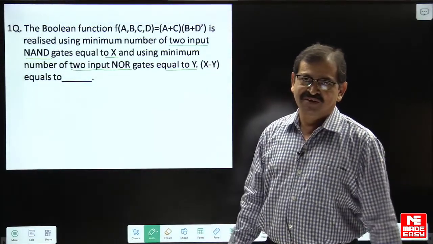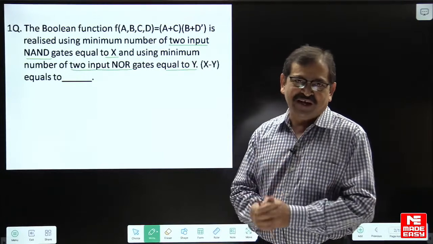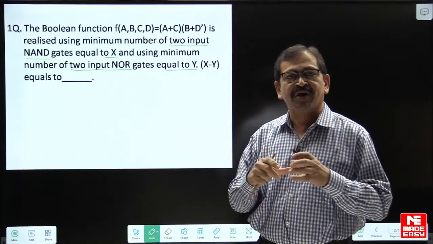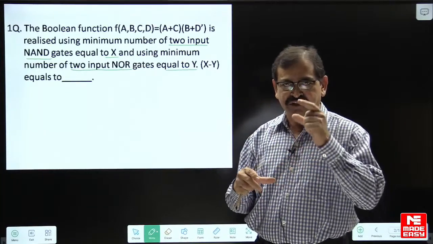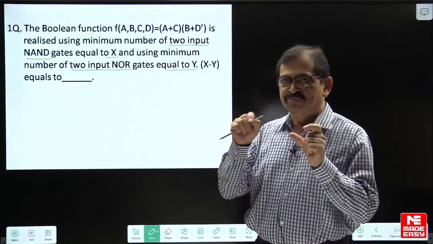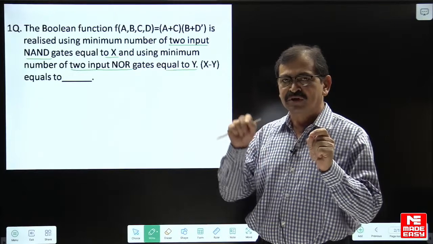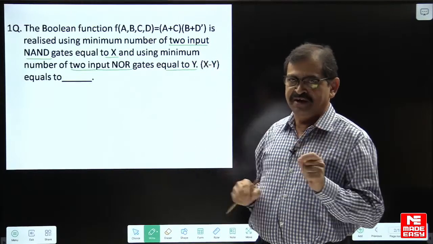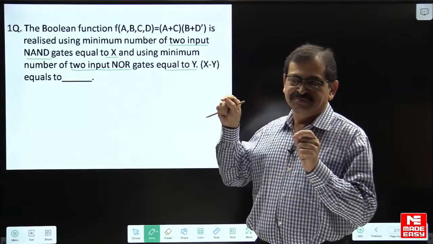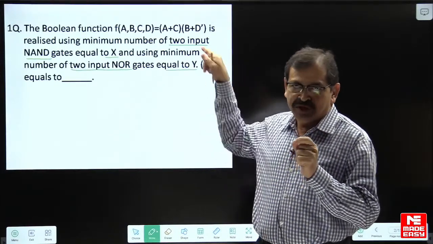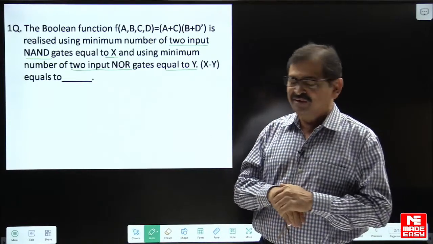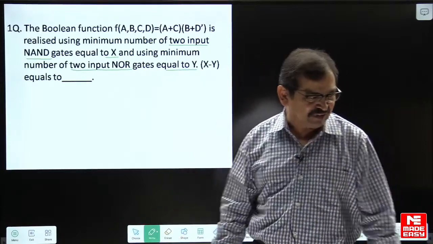So basically we have a question: when this given Boolean function is implemented by using minimum number of universal logic gates, that is one is NAND gate, other is NOR gate. When this Boolean function is implemented by using minimum number of 2 input NAND gates, the number of NAND gates required are x. And whenever we use minimum number of 2 input NOR gates to realize the same Boolean function, the number of NOR gates required we mention as y. So the question is now, what is x minus y?